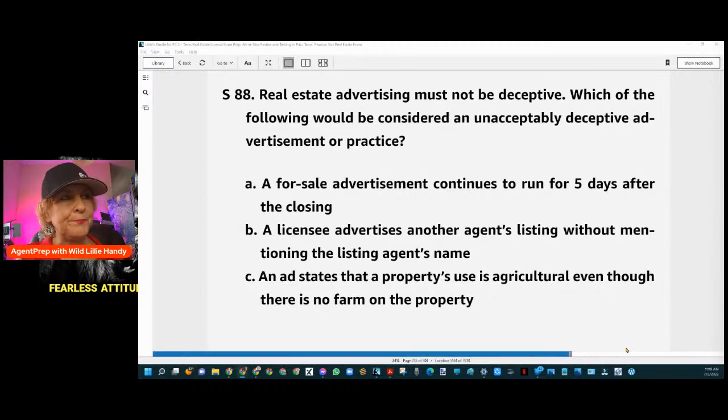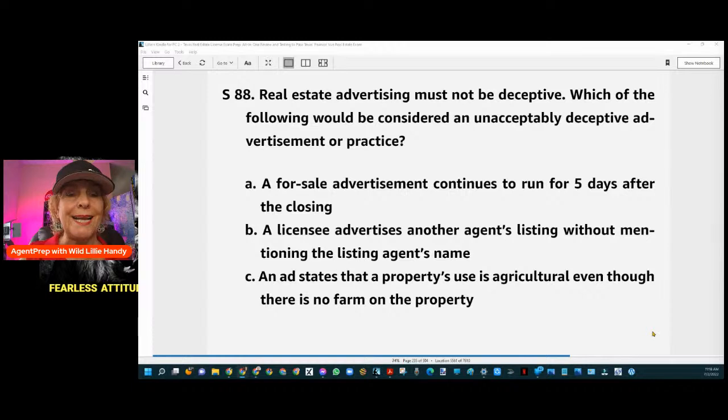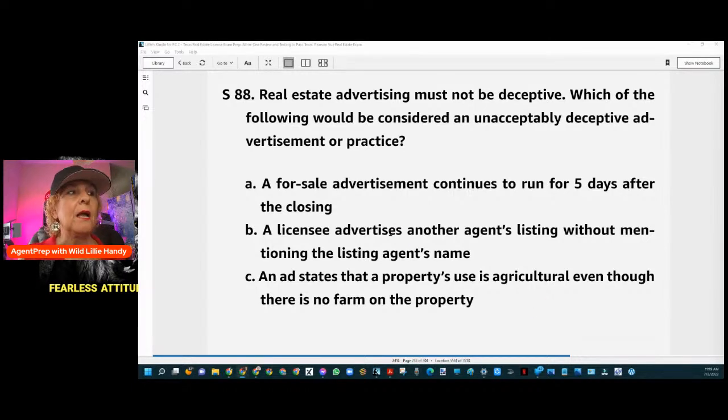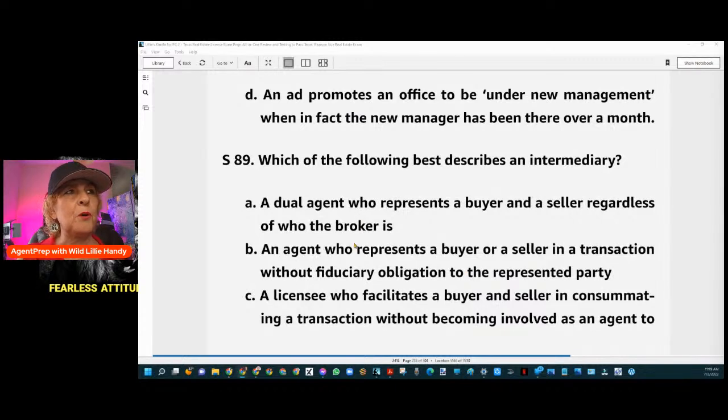All right, number 88. Real estate advertising must not be deceptive. Which of the following would be considered an unacceptably deceptive advertising or practice? A, a for sale advertisement continues to run for 5 days after the closing. B, a licensee advertises another agent's listing without mentioning the listing agent's name. C, an ad states that a property's use is agriculture even though there is no farm on the property. And D, an ad promotes an office to be under new management when in fact the new manager has been there over a month.